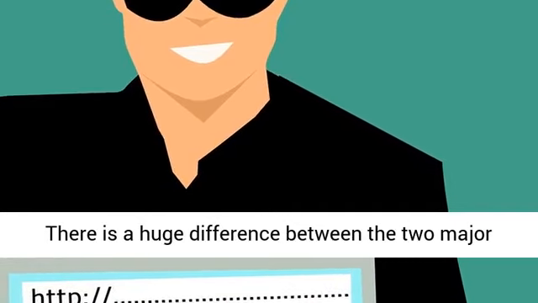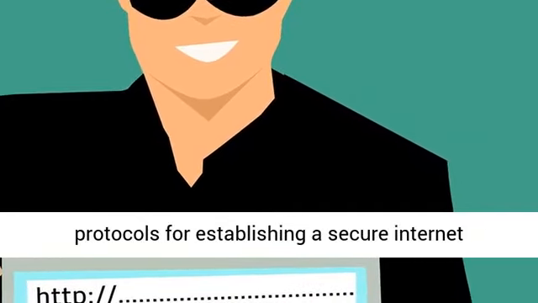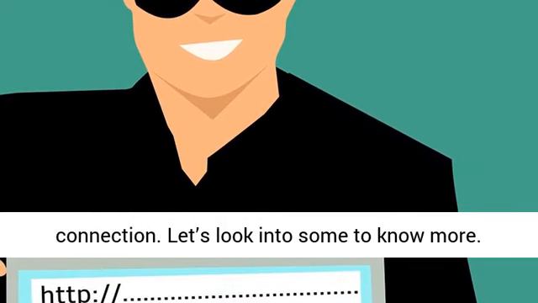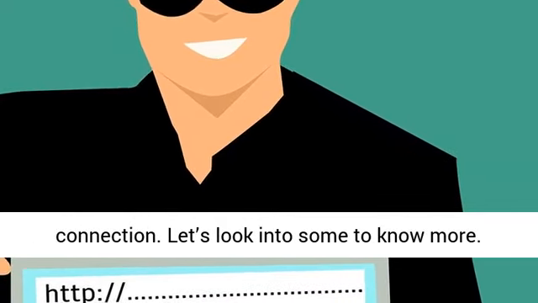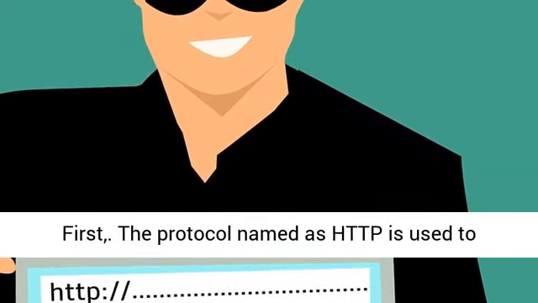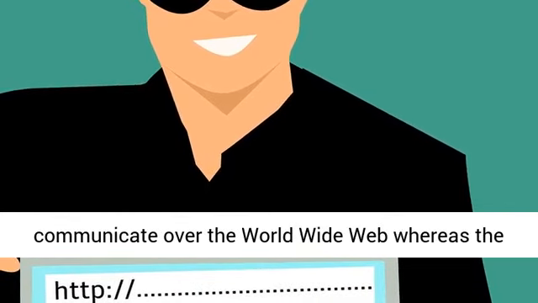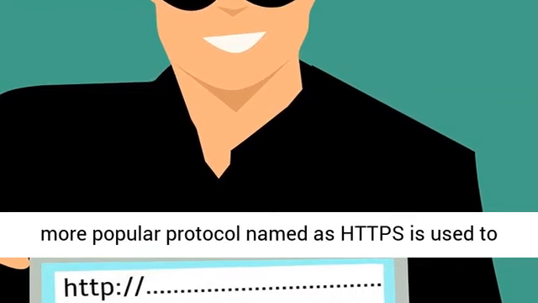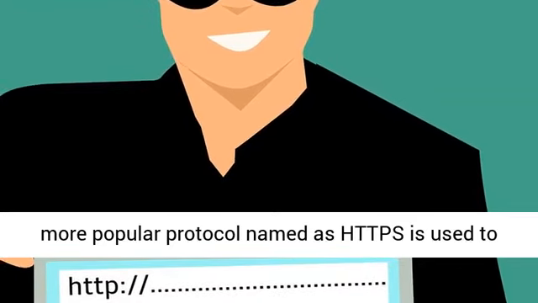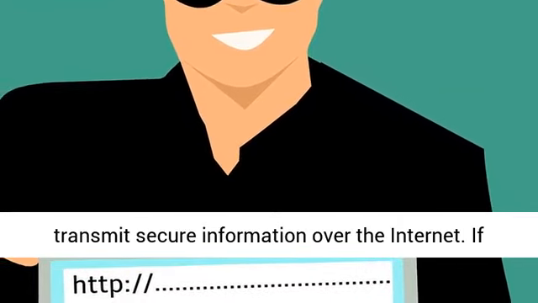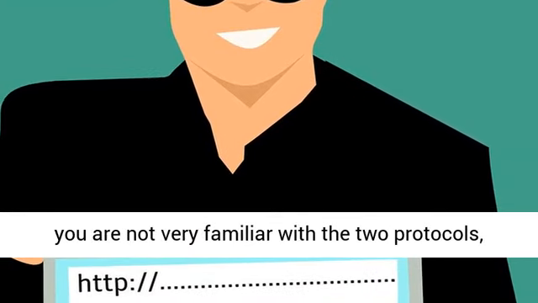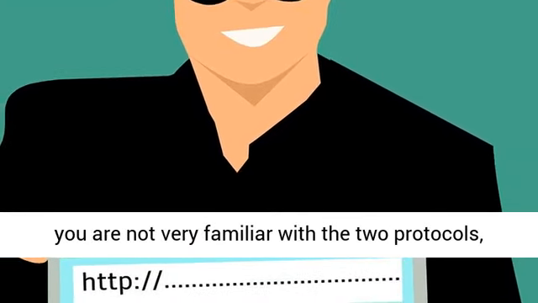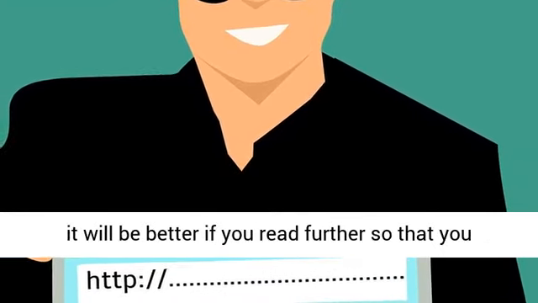Some differences between HTTP and HTTPS. There is a huge difference between the two major protocols for establishing a secure internet connection. Let's look into some to know more. First, the protocol named HTTP is used to communicate over the World Wide Web, whereas the more popular protocol named HTTPS is used to transmit secure information over the internet.